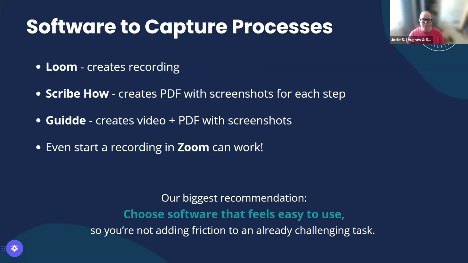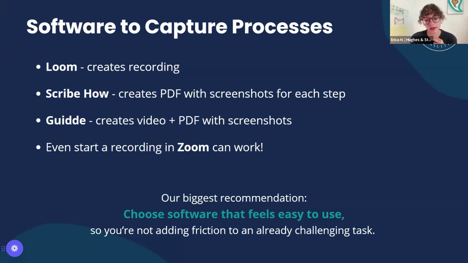Loom's a popular one, ScribeHow, even just recording in Zoom, all of those can work. I tested out Guide today and it was phenomenal. It creates a video. It has a PDF with screenshots. You can easily edit it. If you want to have a voiceover on it, an AI voice can do it for you. You can record your own voiceover afterward. So there's a lot of flexibility in ways that you can use different software and AI to help get these things documented and processed in any form or fashion.